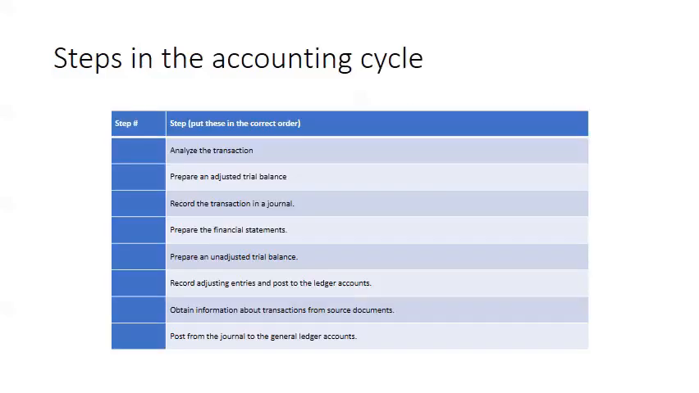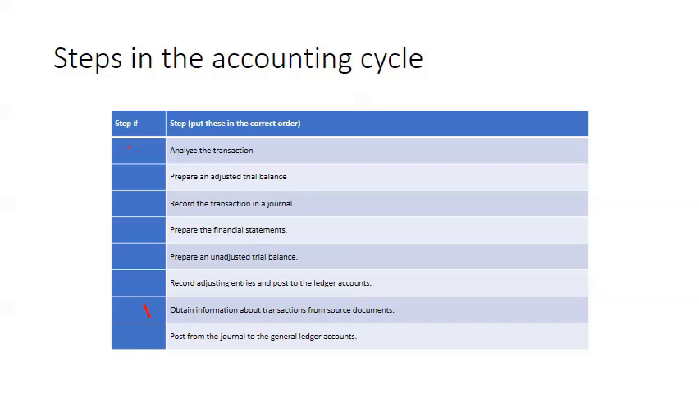So let's review the steps in the accounting cycle and when each one is done. Basically you're required to put in the order that we complete them. The first one is right here, and that is to obtain information about transactions from source documents. You're trying to figure out what is the transaction, what happened, what occurred. You can't do anything till you figure that out.